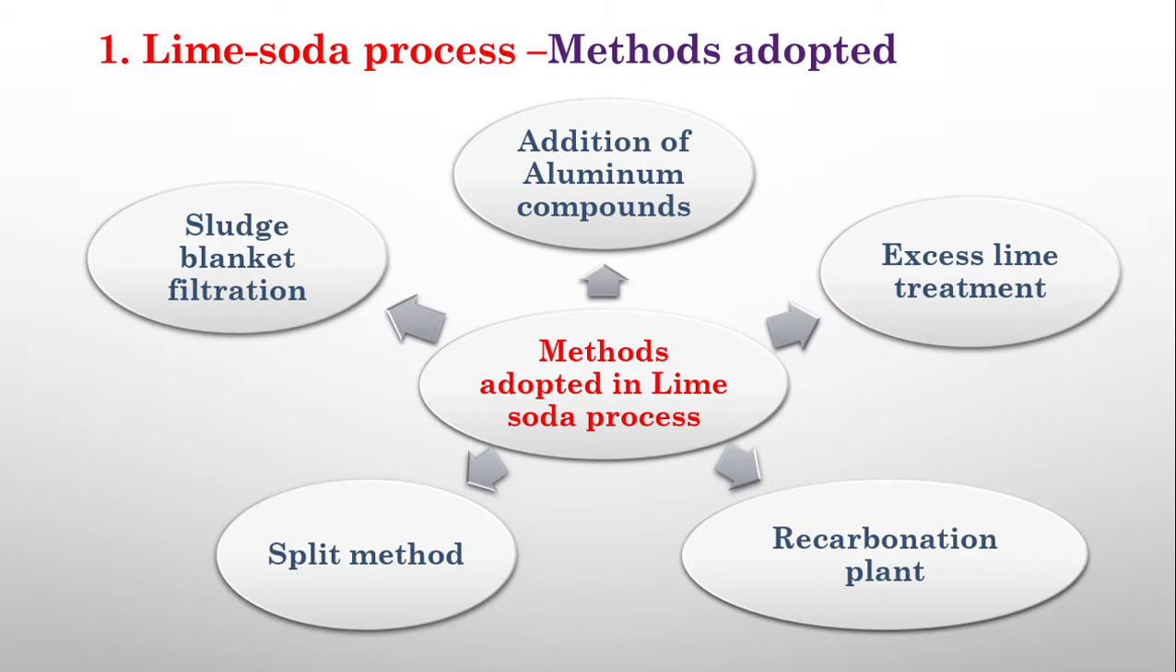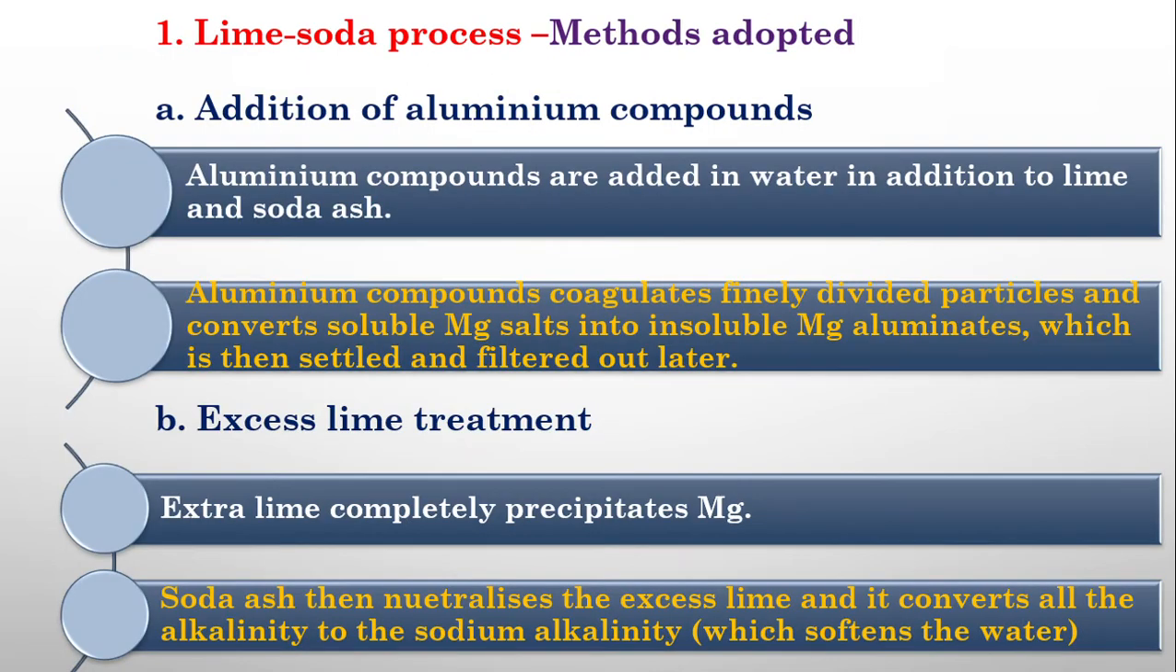And the methods, there are many methods adopted for this lime soda process. Addition of aluminium compounds is there, excess lime treatment is there, recarbonation plant is there, split method is there, sludge blanket treatments are there. These are some other methods which are used along with this lime soda process. So first one is addition of aluminium compounds. So when this aluminium compounds are added with lime as well as soda, lime and soda we are adding already.